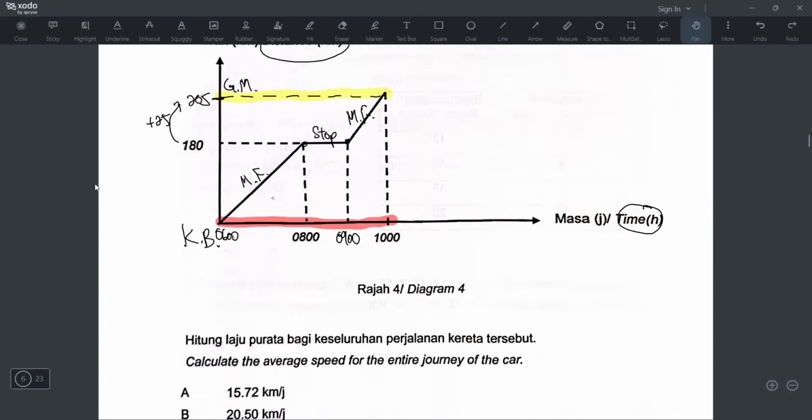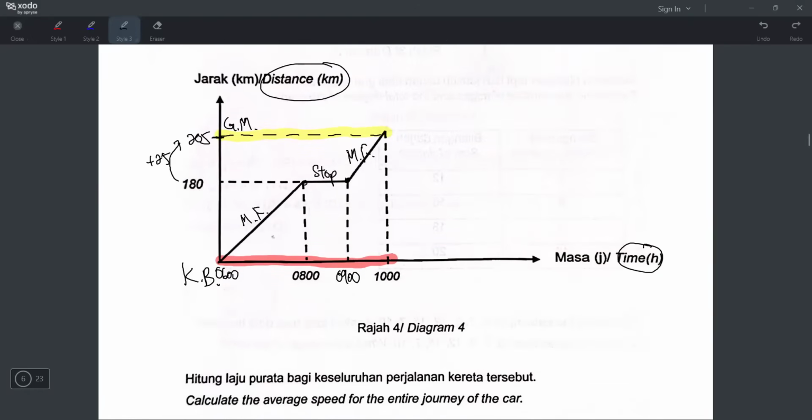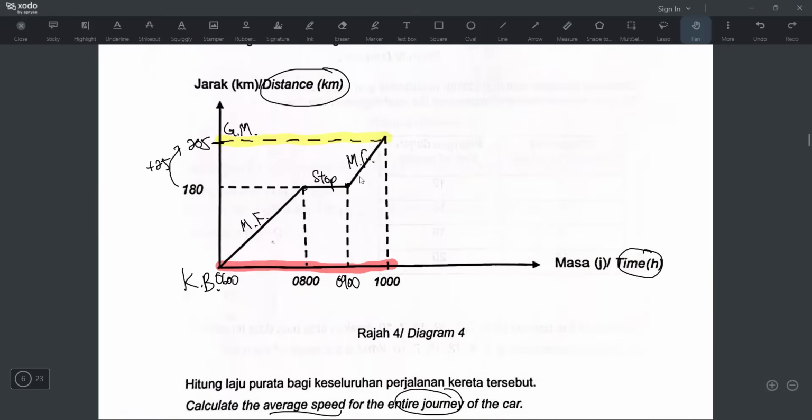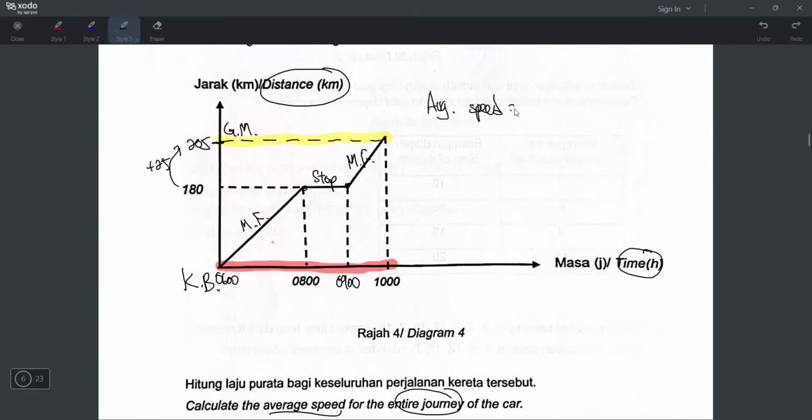Okay, let's see what it says here. Calculate the average speed for the entire journey of the car. Okay, let's look at the unit. Okay, everything is in kilometer per hour. So the unit is already fine, so I can just straight away take the value. So let's talk about the average speed formula. Total distance divided by total time. That is the formula.